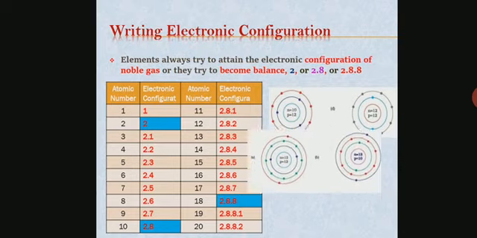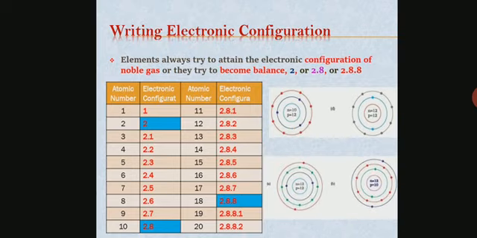So this is about the electronic configuration or the atomic structure of some elements given here. In the next video I will explain to you about the trends in the modern periodic table.